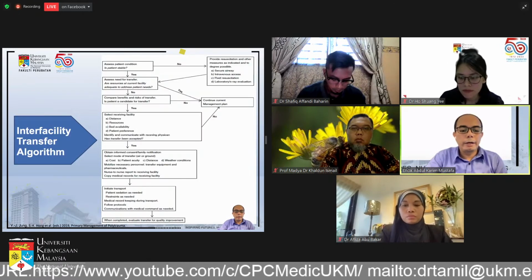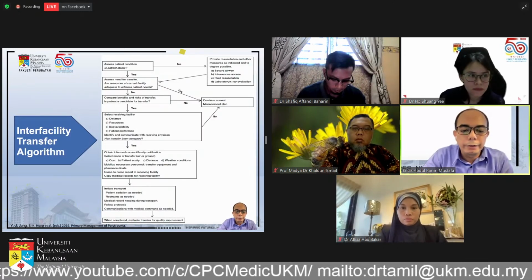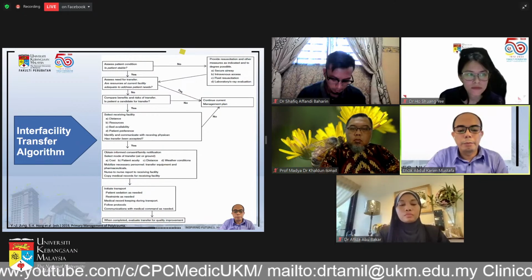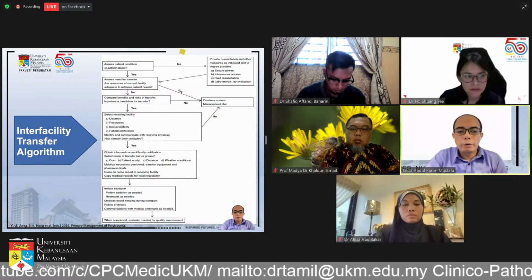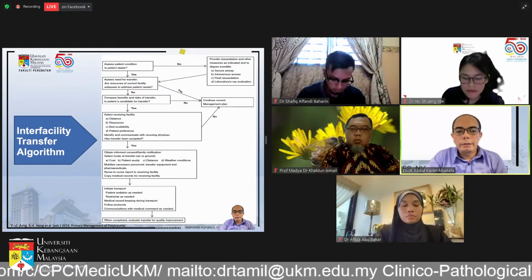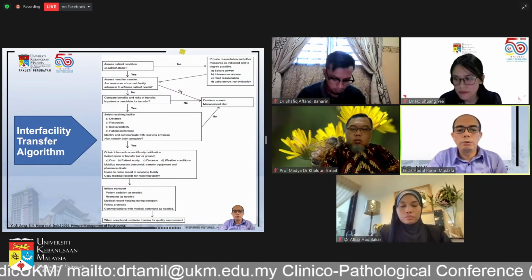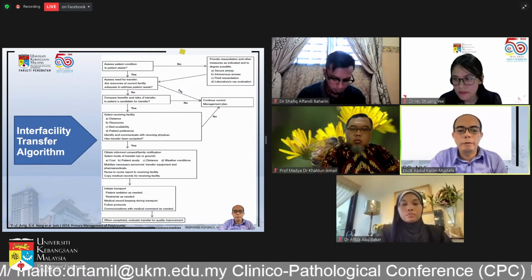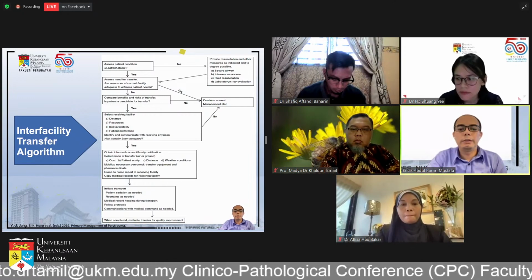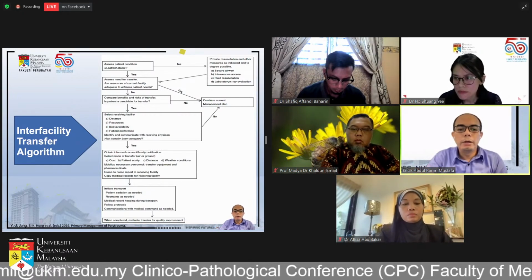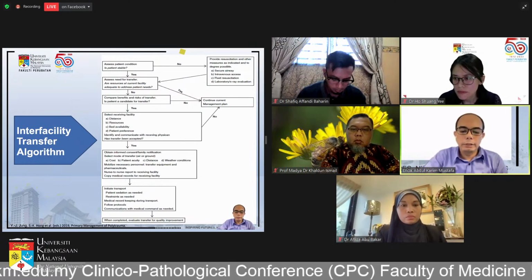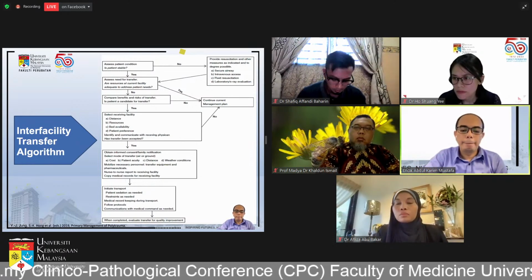And this is an interfacility algorithm taken from the primary management of polytrauma. So this is a guideline you can see here. Then this is the decision making when we want to transfer this patient. What is the benefit of transferring the patient? What is the risk of transferring the patient? And also what is the most convenient transport for the patient?